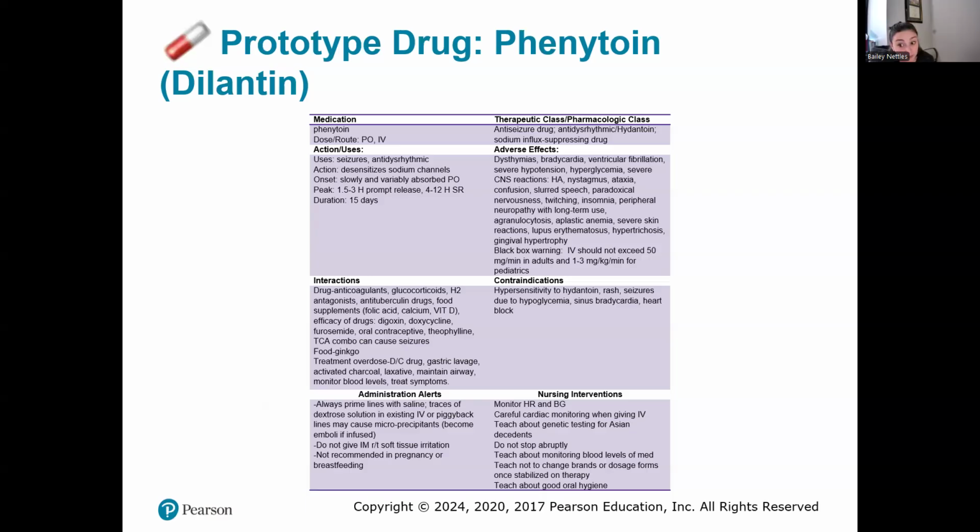Do not stop abruptly, which we talked about. Monitor blood levels. Don't change brands or dosage once you are stabilized in therapy, because you can have bad things happen. Good oral hygiene is important to prevent the gingival hypertrophy. That means going to the dentist. That's important.